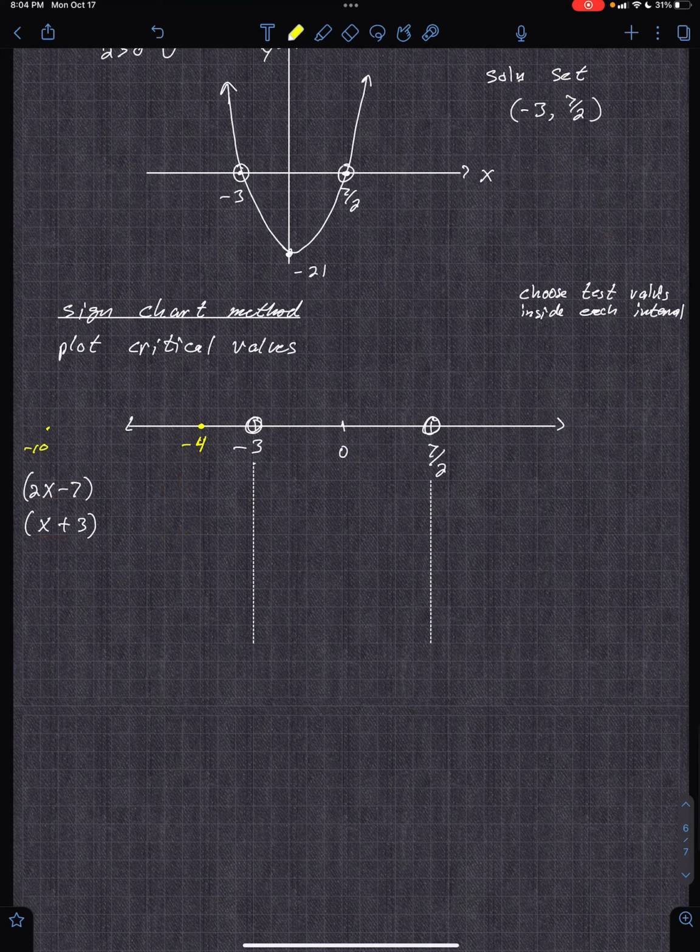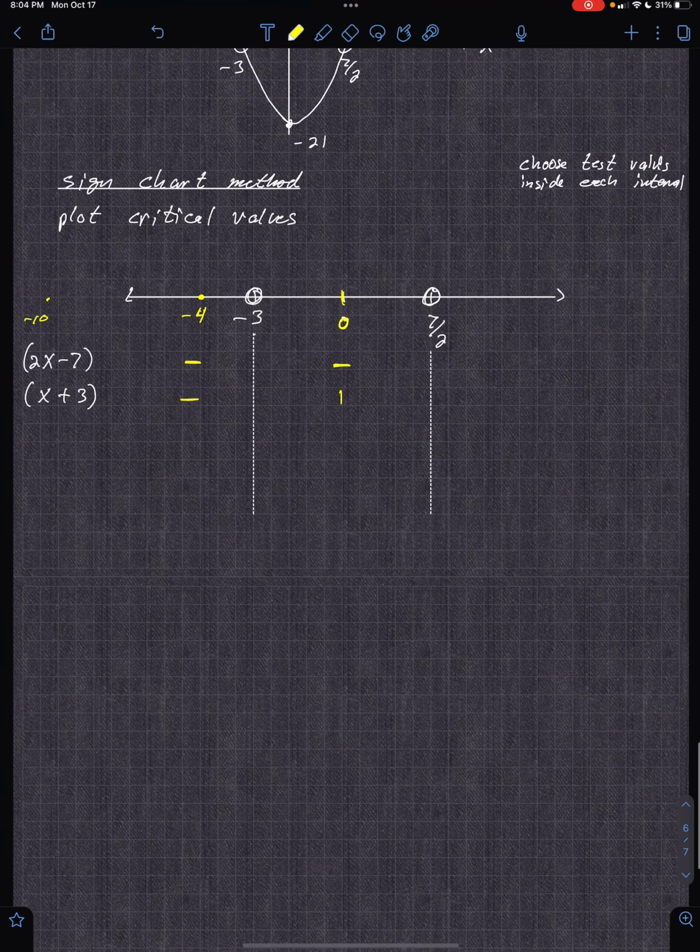Okay, so let's do that. You put negative 4 in, multiply, you get negative 8, subtract, so that's a negative. Then you do the same thing for x plus 3, and you get a negative. Now, for the test value in between, choose 0 and substitute it in. You get negative 7, which is negative. And putting in 0 plus 3 is positive.